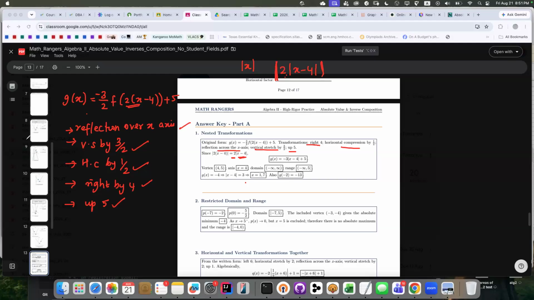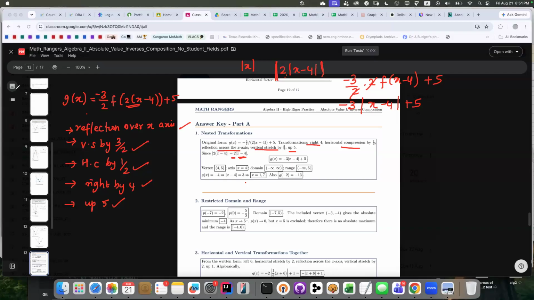So what happens if you take it outside? Minus 3 by 2 times 2 f of x minus 4 plus 5, right? This and this get cancelled. So minus 3 f of x minus 4, the absolute value of x minus 4, plus 5. Any questions?